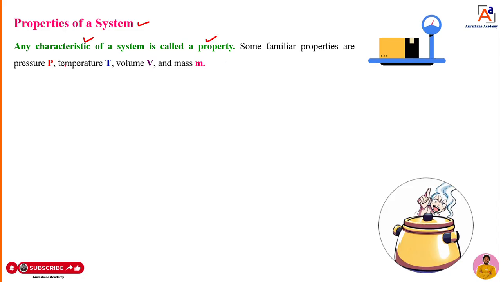Some basic or familiar properties we can list here now. What are those? You can take pressure, temperature, volume, and mass. These are some familiar properties of a system. Okay, what is a property? Property is nothing but any characteristic of a system. Now what is a system? What are the different types of systems? What are the examples for the different types of systems?